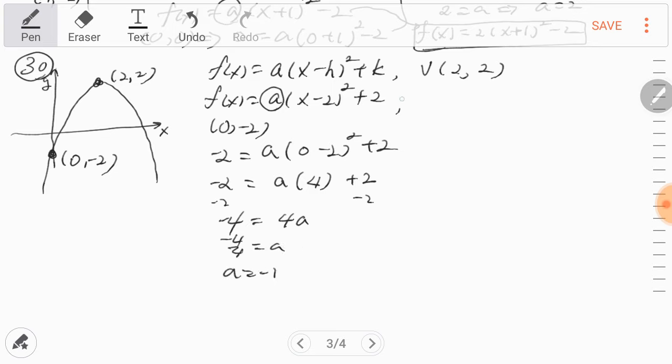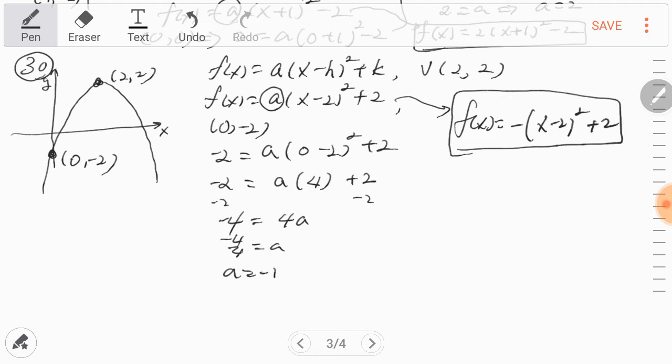So finally, our equation is f of x is equal to a, which is -1, so negative x minus 2 squared plus 2. Using the transformation, we can also see it this way: starting from negative x squared, move it 2 units to the right, and then 2 units up. So this makes sense. This is the quadratic function that represents the graph.